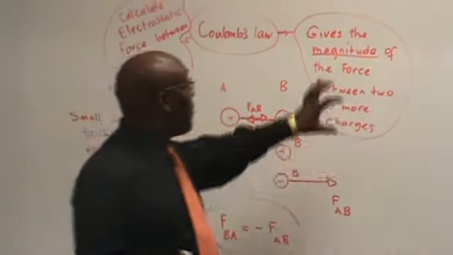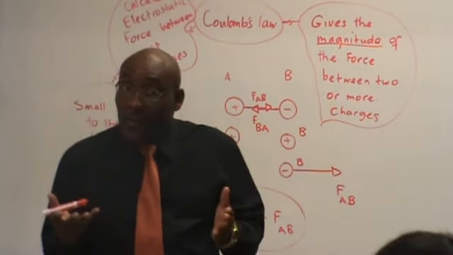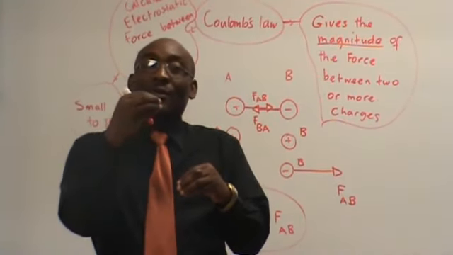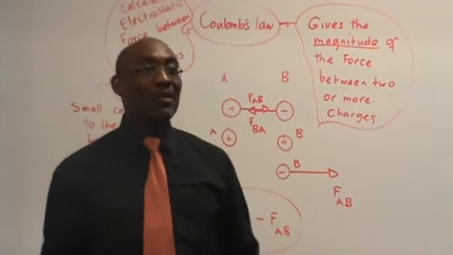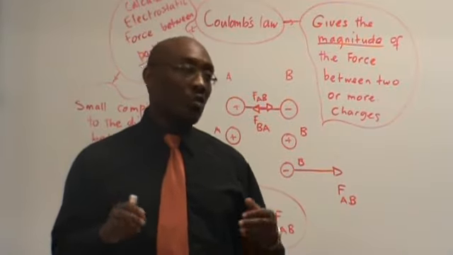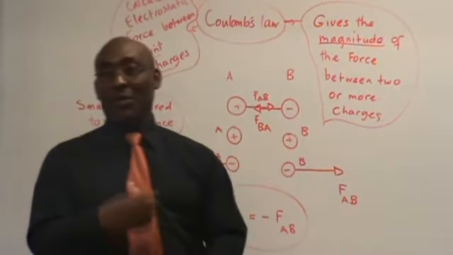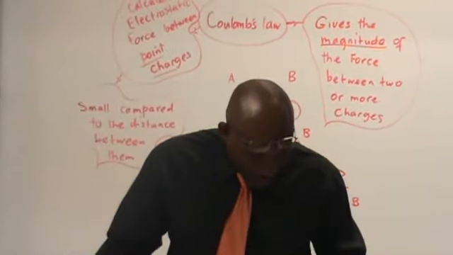We're calculating the magnitude of the force. See now, force is a vector, right? How do we define vectors? It has direction and magnitude, right? So when we're talking about magnitude, we're just talking about the size of the force. We're not talking about the direction. So Coulomb's law allows us to calculate the magnitude of the force, and then later on we can determine the direction. I'll go through a few examples to show you how to do that, okay?